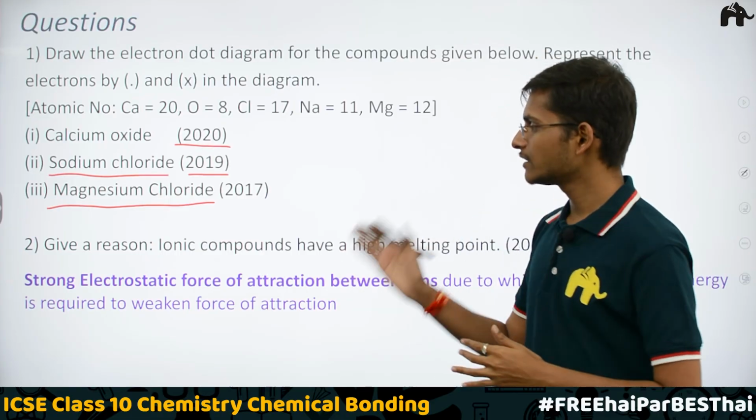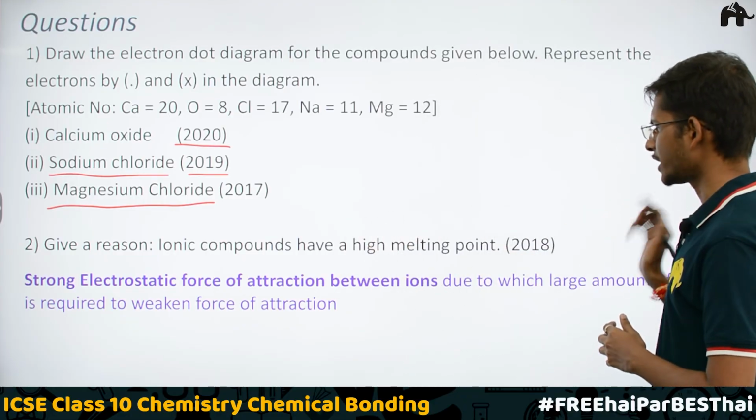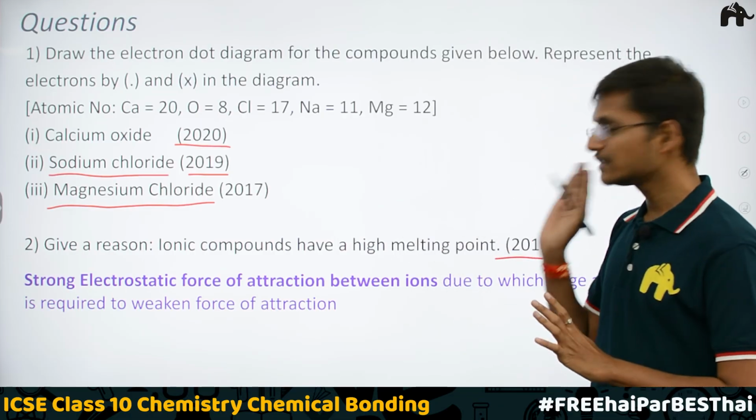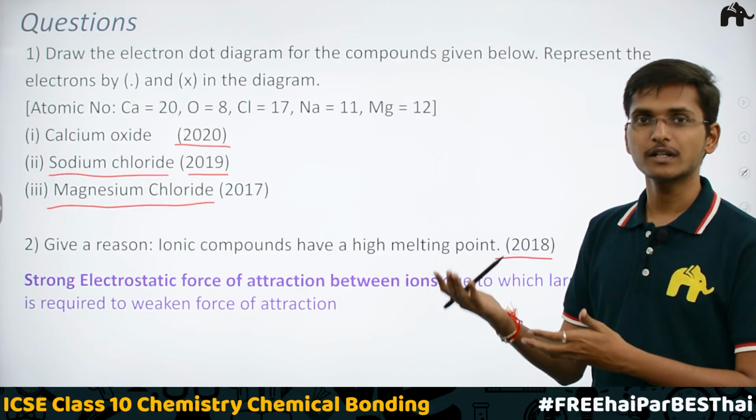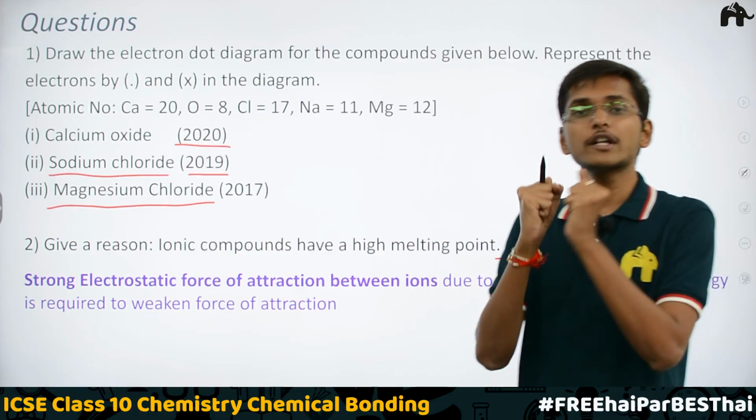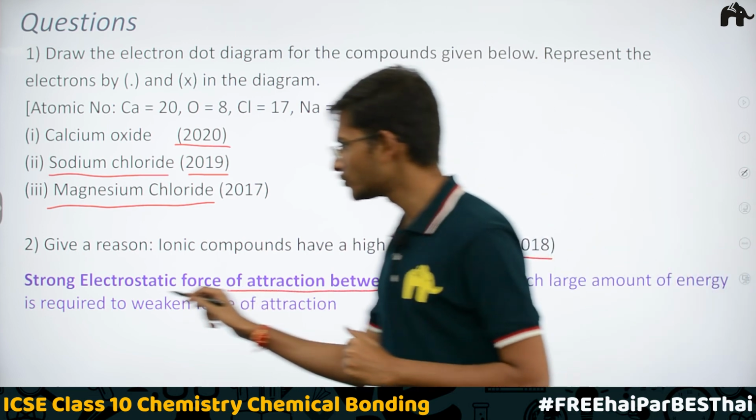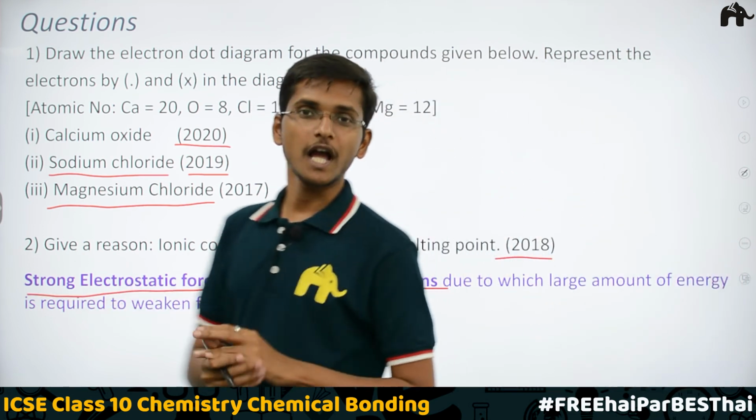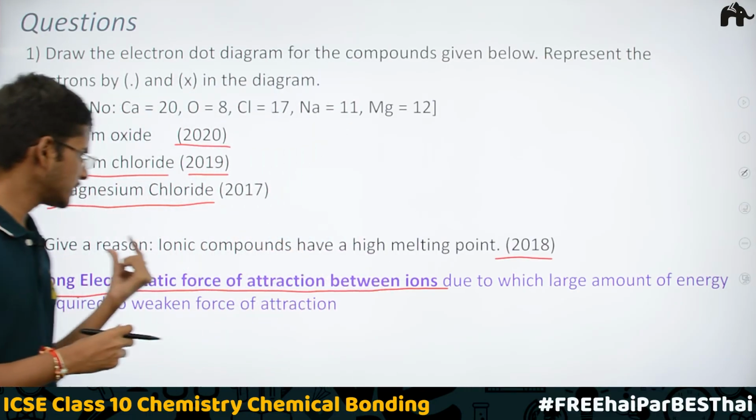Okay, next is give a reason. Ionic compounds have a high melting point. This was asked in your examination 2018. We have already seen the reason as well. We know that they have high melting points, and the reason is the strong electrostatic force of attraction between the ions. So this is the key phrase. If you miss any word, then your marks would be cut.